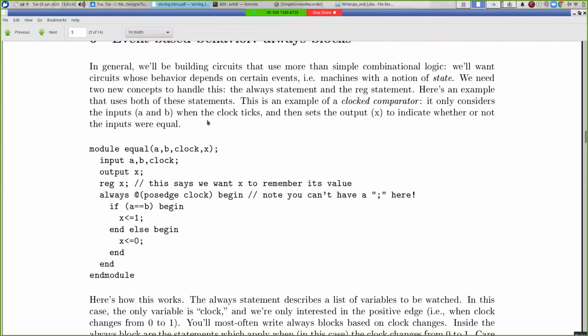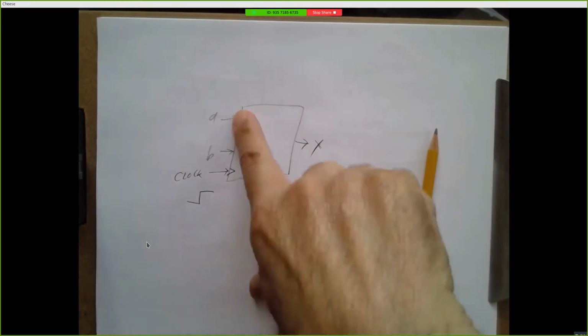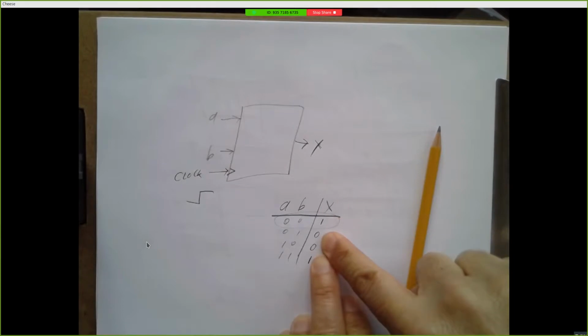So here's how we could write this in Verilog. I can say always at the positive edge of the clock, begin. So begin, end basically brackets a set of statements that go inside this always block. Okay, and what do I say? If A is equal to B, set X equal to 1, otherwise set X equal to 0. Okay, it's a really straightforward description of exactly what I just said with this picture. Right? When the clock ticks, if A is equal to B, set the output equal to 1. Otherwise, set the output equal to 0.